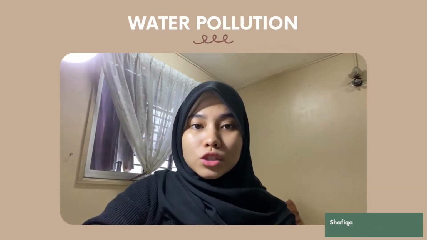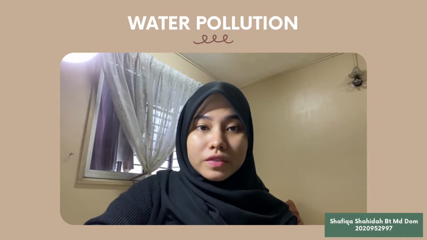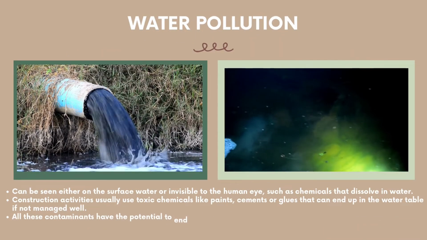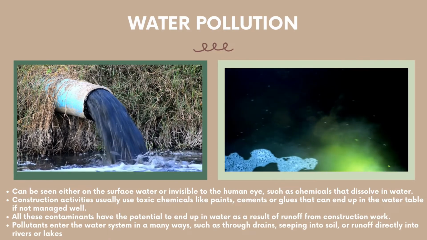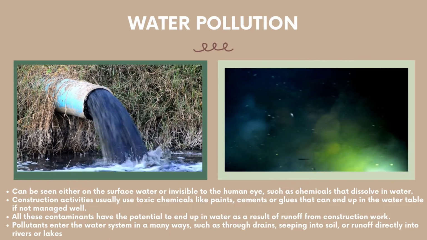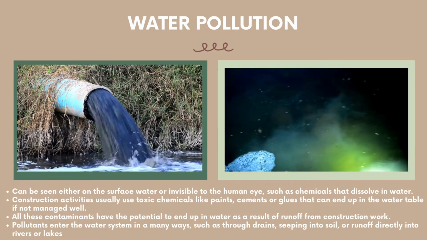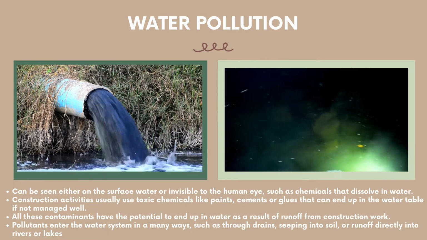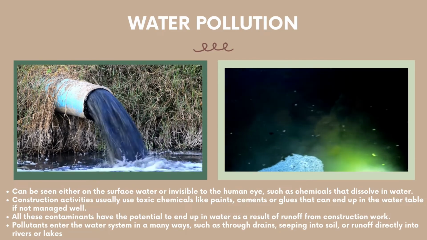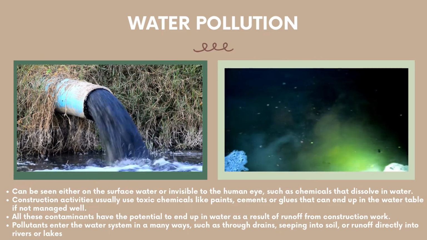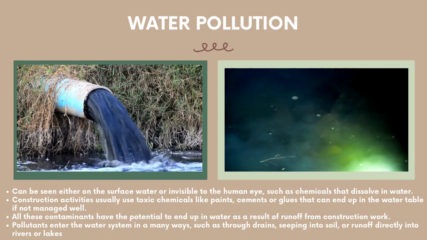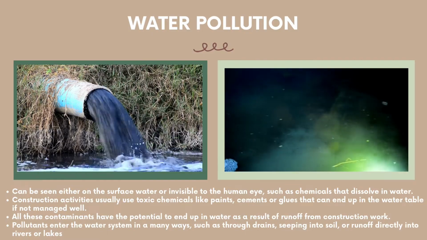This pollution occurs when toxic substances end up in rivers, lakes, and oceans. This pollution can be seen either on the surface water or invisible to the human eye, such as chemicals that dissolve in water. Construction activities usually use toxic chemicals like paints, cements, or glues that can end up in the water table if not managed well. All these contaminants have the potential to end up in water as a result of runoff from construction work. Pollutants enter the water system in many ways, such as through drains, seeping into soil, or running off directly into rivers or lakes.